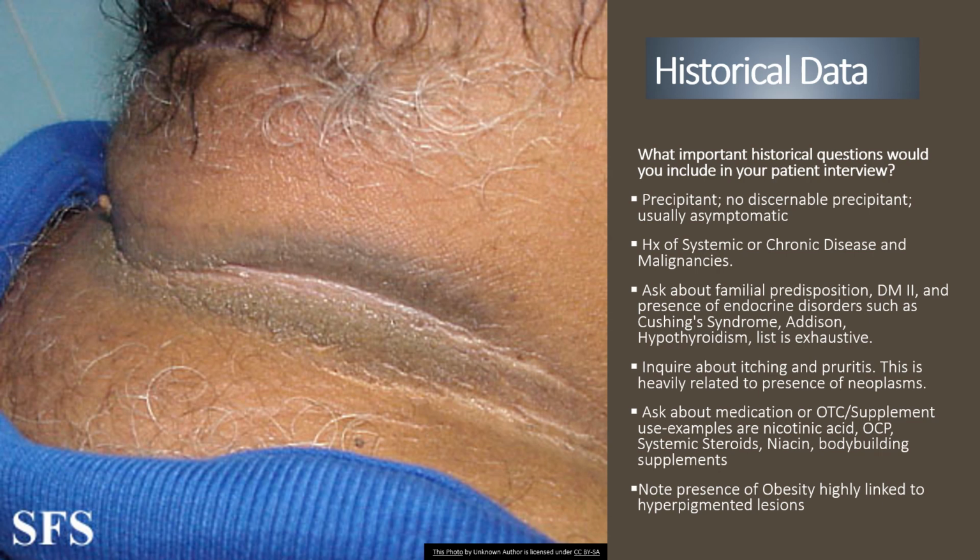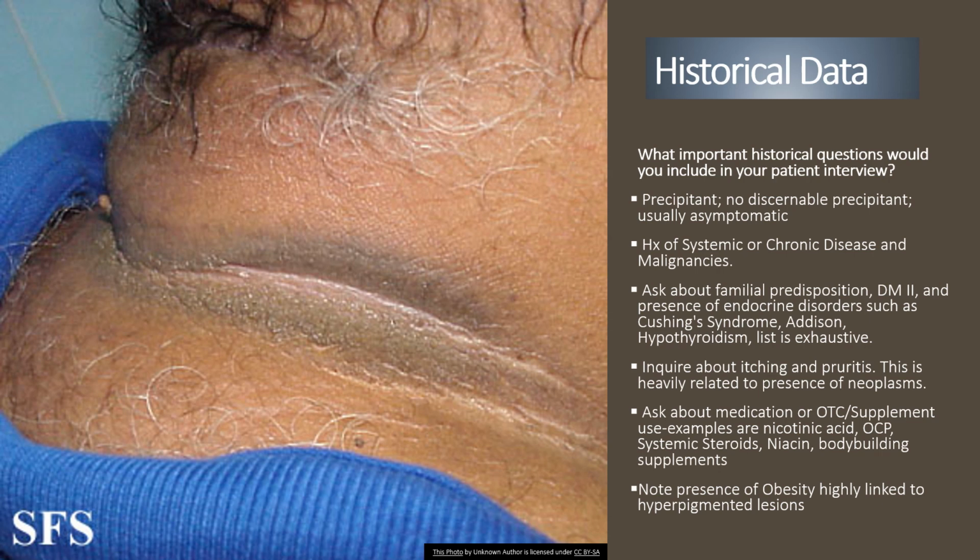Historical data. What important historical questions would you include in your patient interview? First, it is important to determine if there are any precipitating factors. However, in this case, it's clear that there is no discernible precipitating factor and that it is asymptomatic. It's just that the patient observed it on her own.